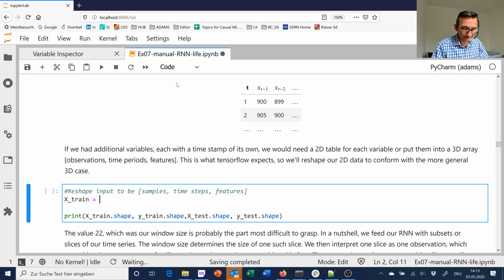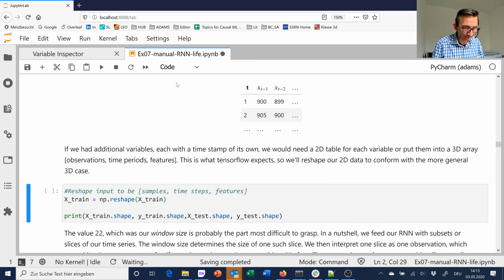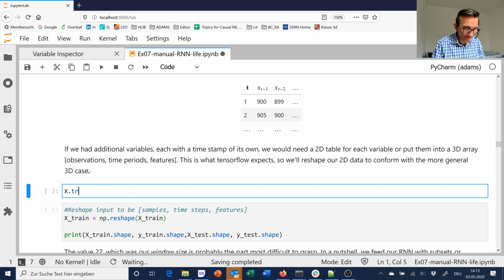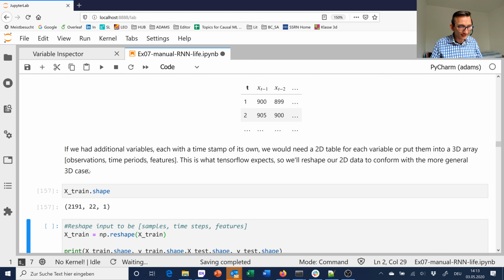Xtrain. We use Numpy Reshape, and the function applies to our matrix Xtrain. Well, maybe before we do that, let's just remind us of the shape of X train. Here we go.